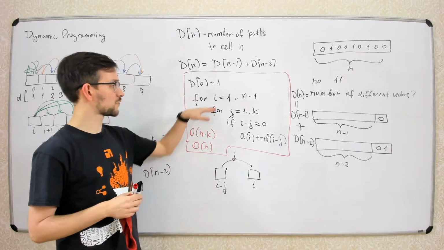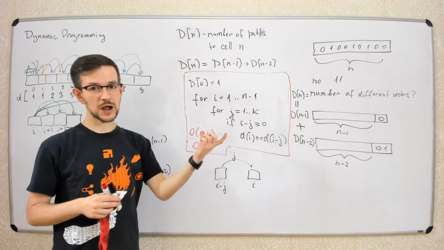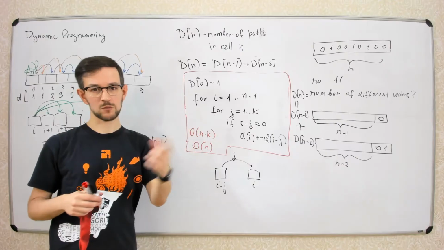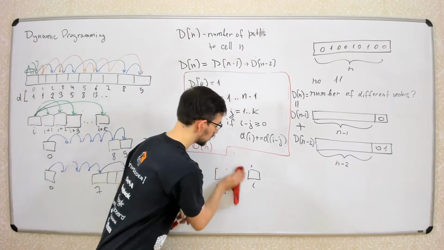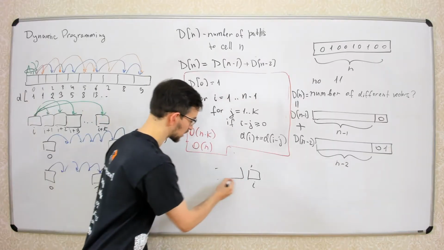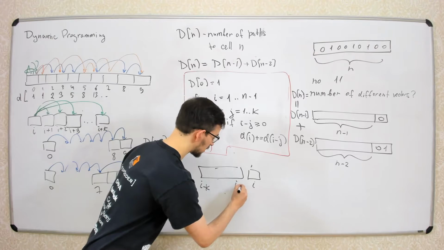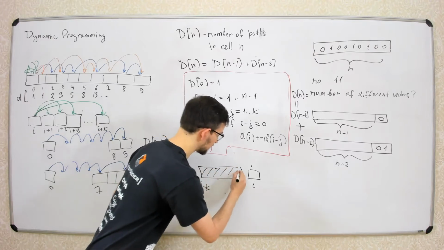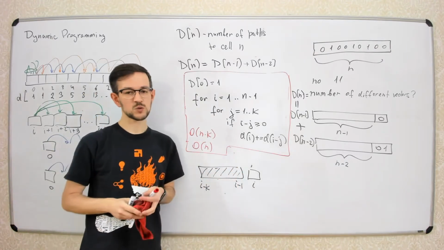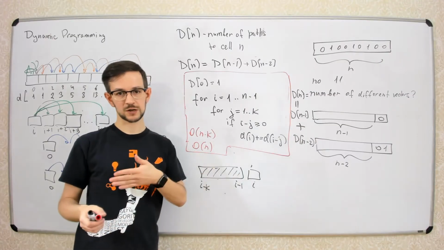Here I have 2 loops. I have the first loop iterating over the cells, and the second loop I use to calculate the sum of previous values. So when I calculate this element, I need the sum of k previous values. I need to get the sum from I minus k to I minus 1. So I need to calculate this sum. There is an easy way to calculate the sum on a segment in an array: just calculate the prefix sums.